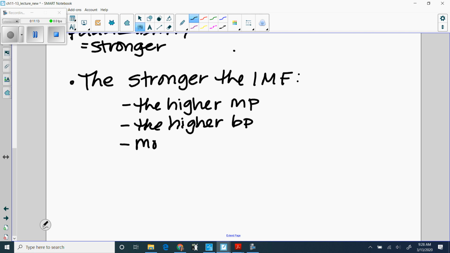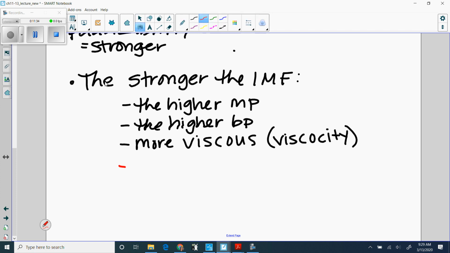the more, this might be a new word for you, viscosity. Viscosity is like how goopy it is, like syrup is more viscous than Kool-Aid, like thick. Like glue is more viscous than water. I switched the colors on purpose. The lower the vapor pressure. It's the only one that's opposite.